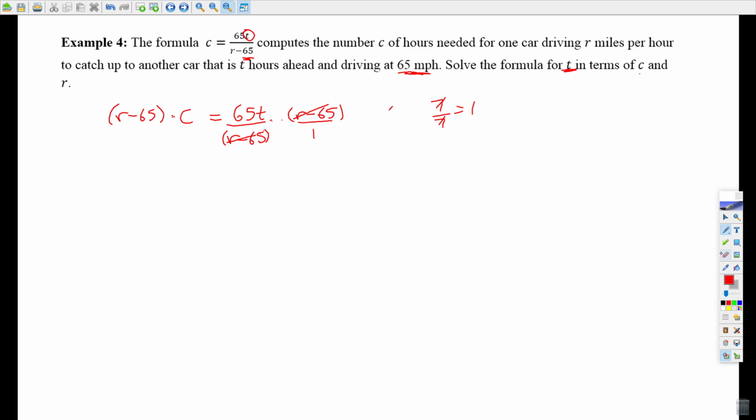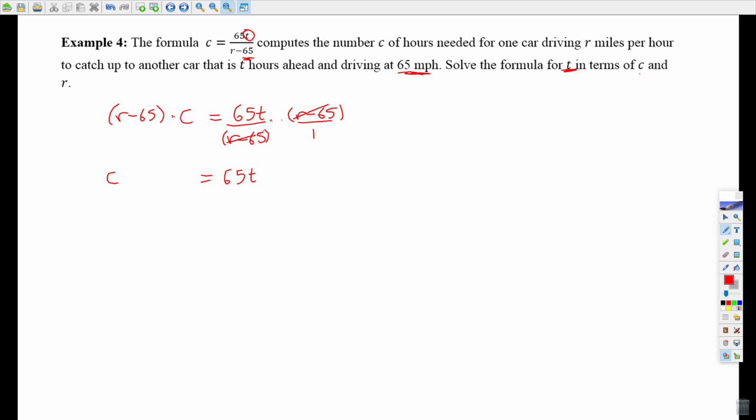I guess we don't need this anymore. This here. This is a pretty tough step to understand. Hopefully you're okay with that. And all we have left on the right-hand side now is 65t. Left-hand side, we have r minus 65 times c. I think I just might put the c out front.